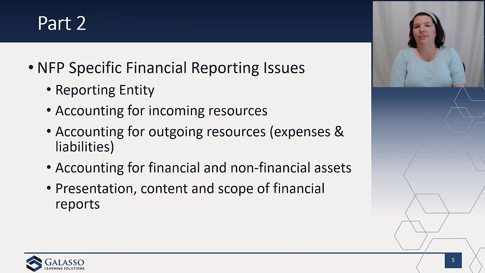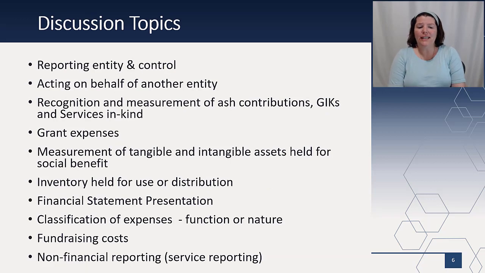Part 2 of the consultation paper really focuses on nonprofit specific financial reporting issues. It looks at the reporting entity. It looks at how we handle incoming resources like contribution revenue, but also outgoing expenses and liabilities, and then accounting for financial and non-financial assets, and then the presentation, content, and scope. So when you look at this, obviously the reporting entity is a big element here. What does it mean to control, something very important in the nonprofit world? They also cover acting on behalf of another entity, something kind of unique in the nonprofit world.